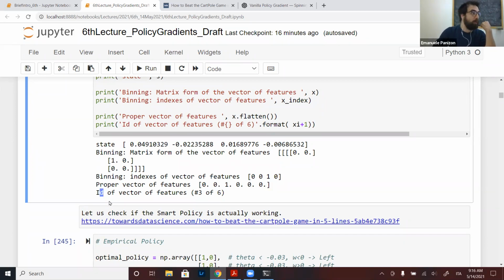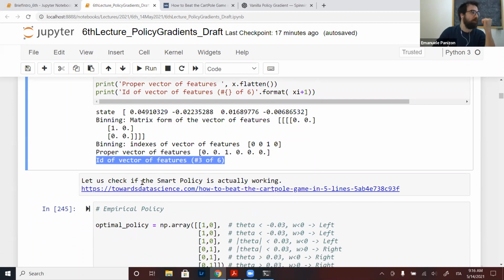And we will use as an input for the algorithm the ID of this vector of features. So essentially, we're going to use the number, which is the third one. So we're going to use 0, 1, 2, 3, 4, 5. So we are going to use 2. Okay, but it means that at the end we had the state which was 4 real numbers. Now we have just one integer which goes from 0 to 5, or 1 to 6, say.